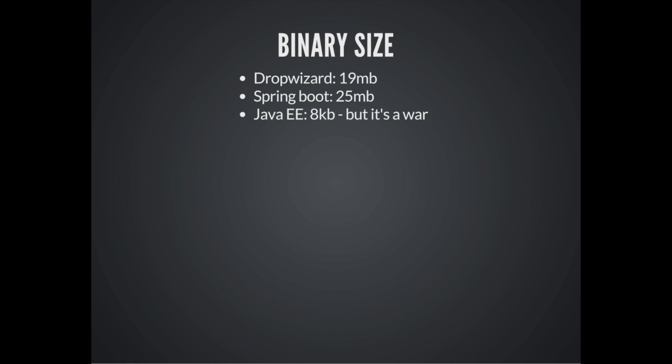Binary sizes. Dropwizard and Spring Boot are jar files that can be run from the command line with java -jar. So they include a container. Java EE is just a war, so it's much smaller. If you are going to send it over the network to deploy somewhere far away with a slow internet connection, then 8 kilobytes is much nicer than the other versions.